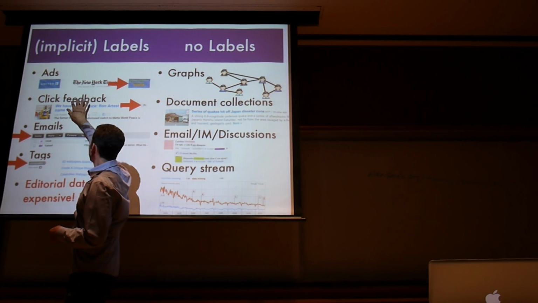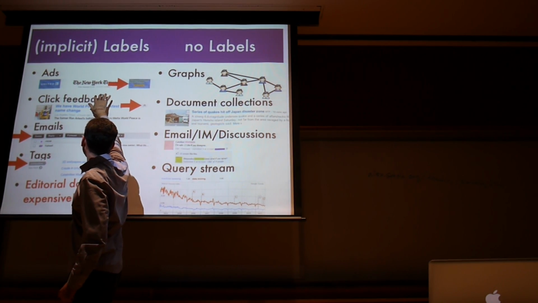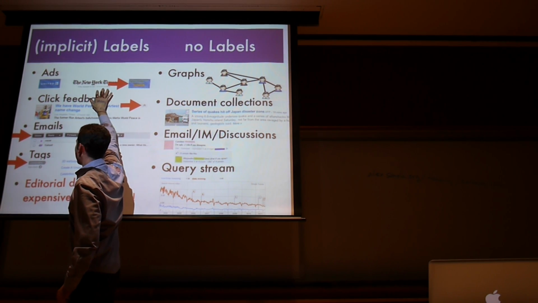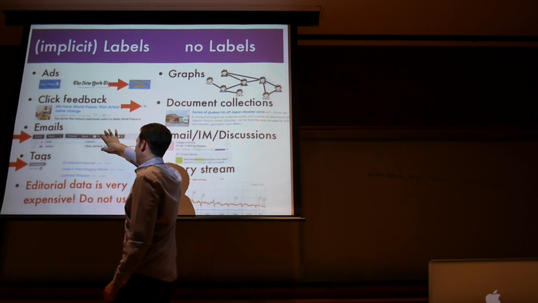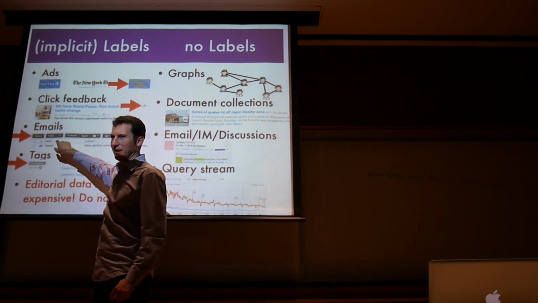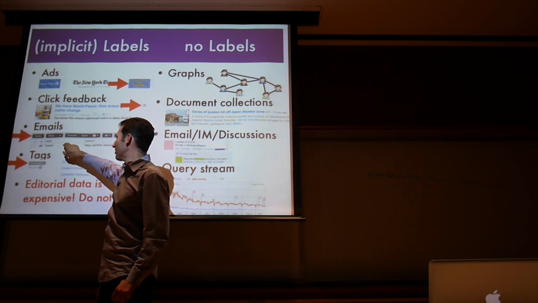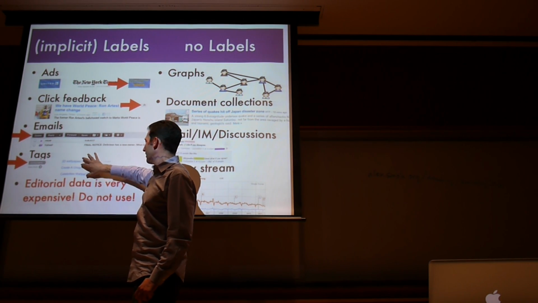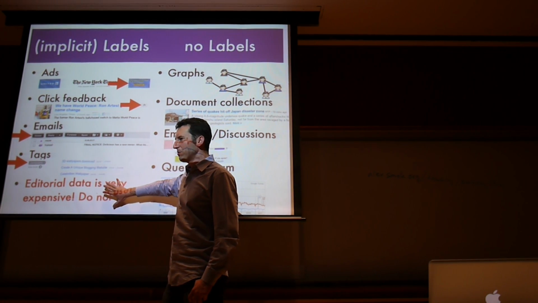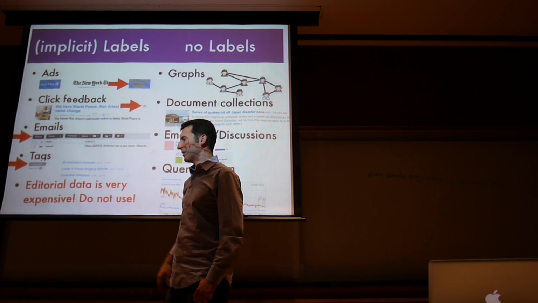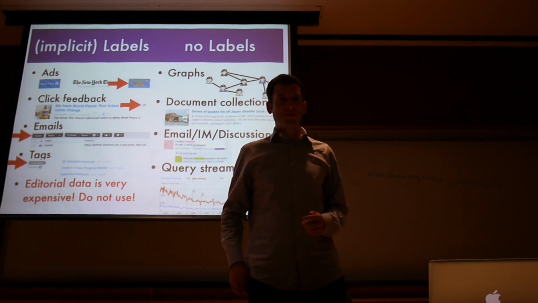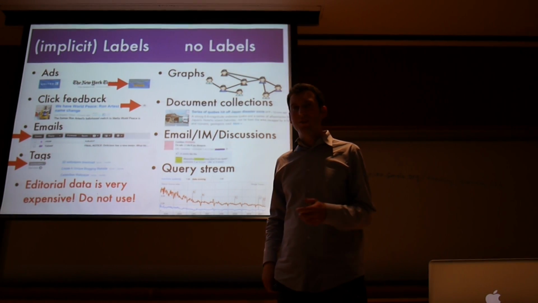So to give you a bit of an idea where you might actually have implicit labels with ads, you do get clicks. You might actually also get some tags. With emails, well, the fact that I might have deleted that email unseen just by looking at the subject might be a good indication that it is spam. Then sometimes people tag things, like on Delicious they used to do that. One thing you should really avoid if you possibly can is editorial data. It's about the worst possible thing you can do if you can engineer another way around it.